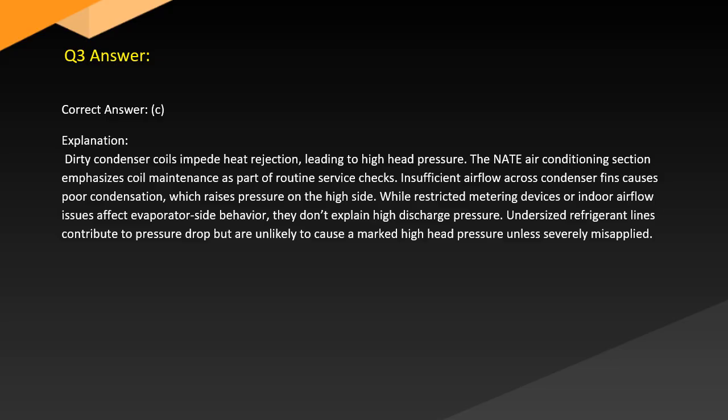Insufficient airflow across condenser fins causes poor condensation, which raises pressure on the high side, while restricted metering devices or indoor airflow issues affect evaporator side behavior. They don't explain high discharge pressure. Undersized refrigerant lines contribute to pressure drop but are unlikely to cause marked high head pressure unless severely misapplied.